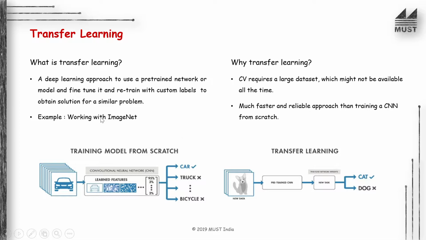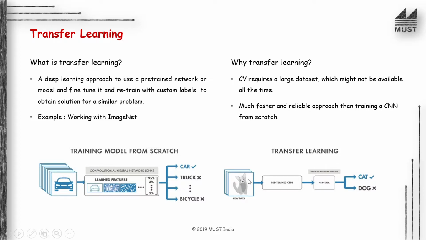So one example, if you want to deep dive into it, is working with ImageNet. But I'll first talk about why you need transfer learning. As I said, computer vision problems require a very large data set, and it can be very difficult to get the data set all the time. CNN architectures or algorithms are not extremely fast every time, but with transfer learning, you try to use your algorithm on a pre-trained network. So it makes your entire solution much faster and much more reliable than training on the entire data set from scratch.